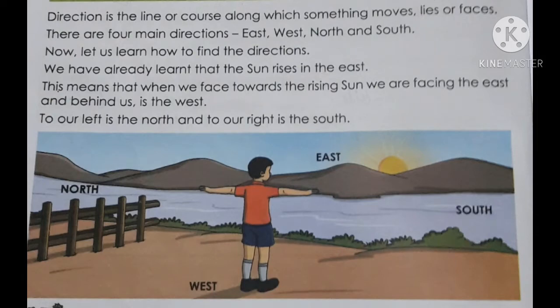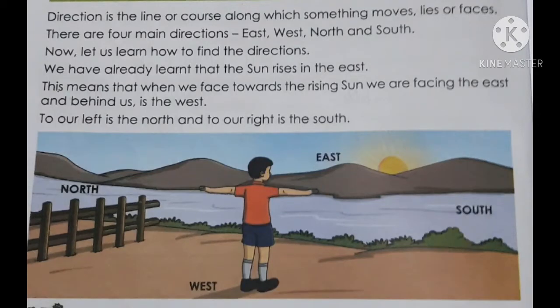Direction is the line or course along which something moves, lies or faces. There are four main directions: east, west, north and south. Now let us learn how to find the directions. We have already learned that the sun rises in the east. This means that when we face towards the rising sun, we are facing the east and behind us is the west. To our left is the north and to our right is the south.